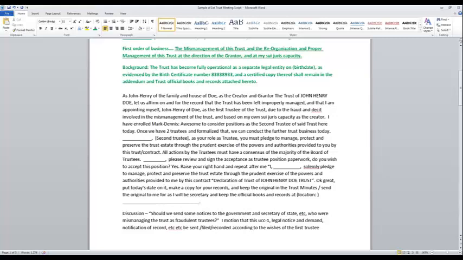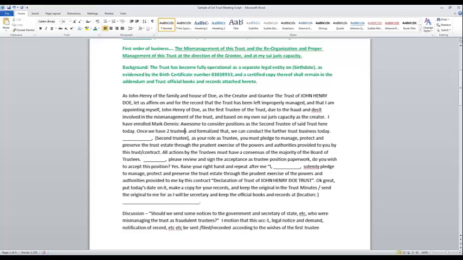Second trustee, okay? Some people have questions. Can my spouse be my second trustee and all these things? We get into all those details later in the status correction course and in the later materials. I just want to go through this script right now, but there's some legitimate questions that come up that people have. Once we have two trustees, okay, so picking up the script here, we have enrolled Mark Dennis Awesome to consider a position as a second trustee of said trust here today.